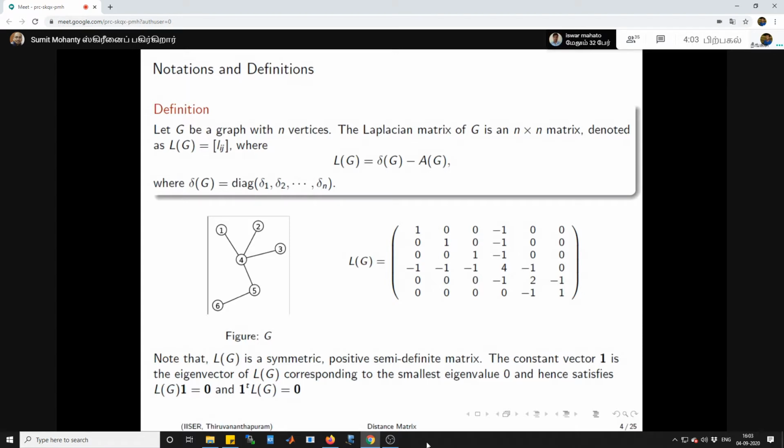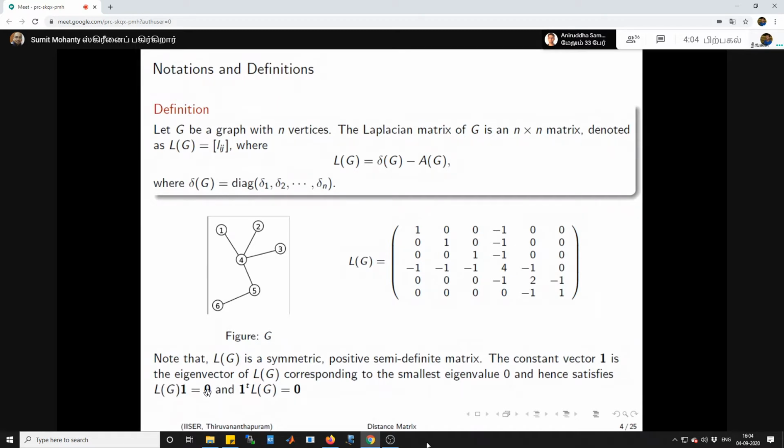This matrix is a very well studied matrix in graph theory, because it is related to the connectivity and gives us some geometrical properties of graphs. From the first look itself, because it is degree minus adjacency, it is a symmetric real matrix, positive semi-definite because row sum and column sum are 0, and 0 is the smallest eigenvalue with the constant vector as eigenvector.